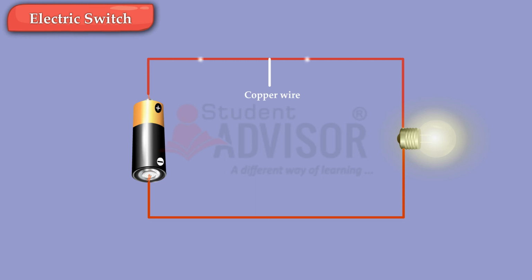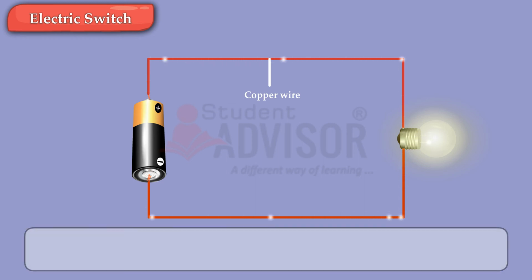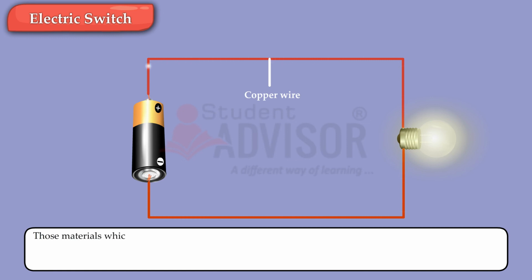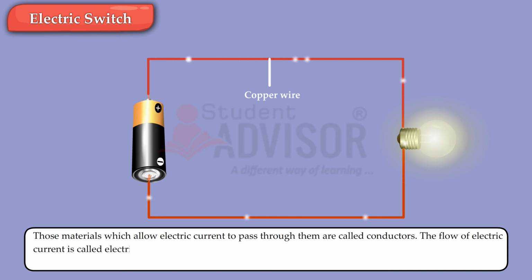Electric conductors and insulators. Those materials which allow electric current to pass through them are called conductors. The flow of electric charge is called electricity. All the metals are conductors of electricity. Silver is the best conductor of electricity.